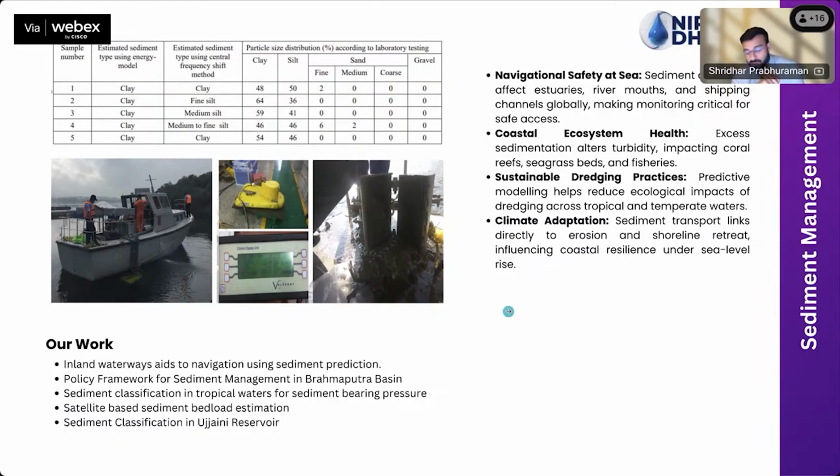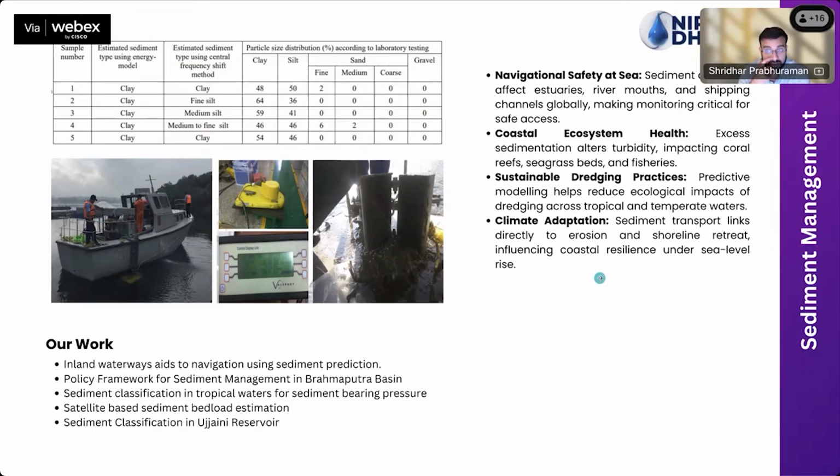Now, of course, shipping noise is not the only aspect that we're looking at. Sediment management is also an extremely important component here. We have done some work in terms of data collection and sediment classification. We've developed a model for sediment classification for freshwater systems as well as tropical water systems. The idea here again is that all these components will come together in terms of sediment management.